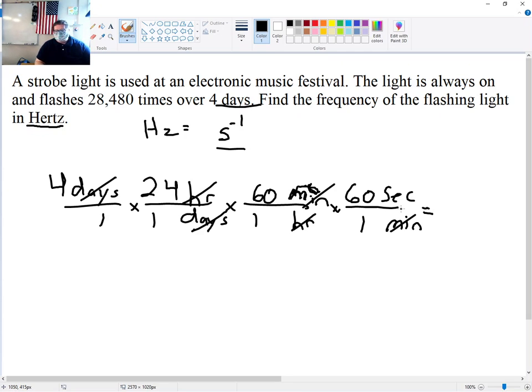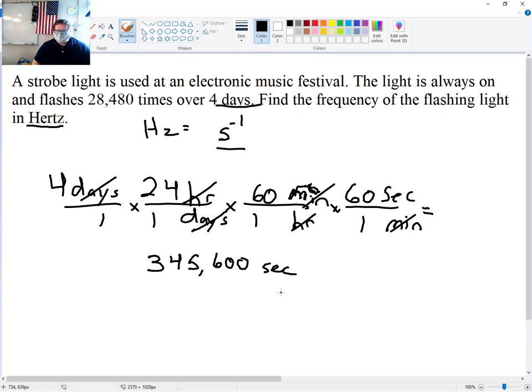So I'm just going to do the math here. I'm going to multiply across the top. That's 4 times 24 times 60 times 60, and I get 345,600 seconds on top. On the bottom, technically I have to multiply across the bottom as well, but it's just 1, so it's not going to matter because anything divided by 1 is itself.